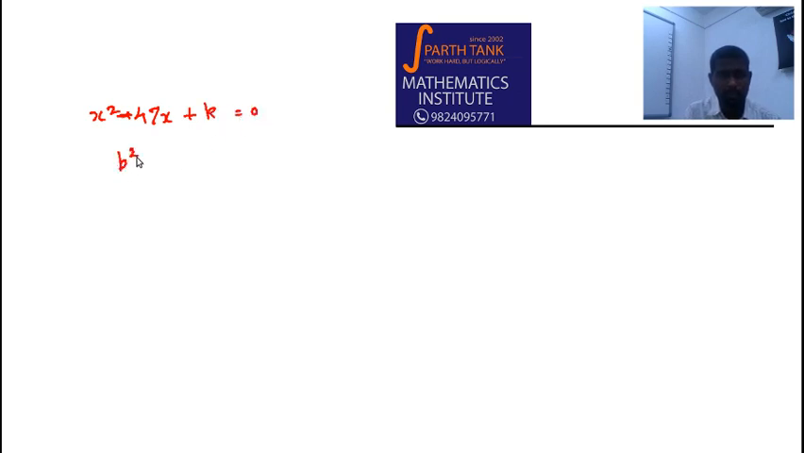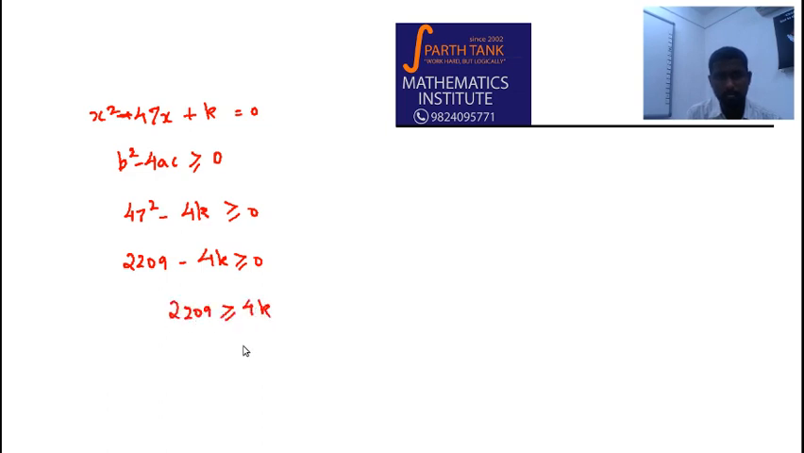The real roots condition is b squared minus 4ac is greater than or equal to 0. Now b squared is 47 squared minus 4ac, which is 4k, should be greater than or equal to 0. 47 squared is 2209 minus 4k is greater than or equal to 0, or 2209 is greater than or equal to 4k, or k should be less than or equal to 552.25.